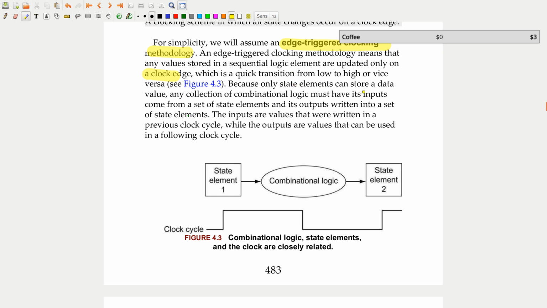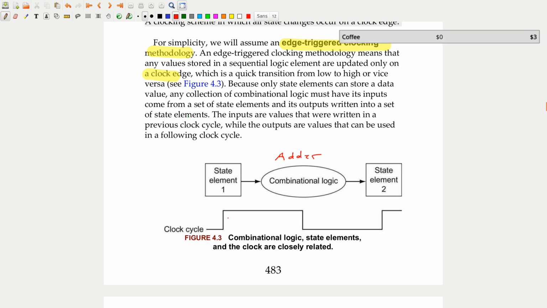Because only state elements can store a data value, any collection of combinational logic must have its inputs come from a set of state elements and its outputs written into a set of state elements. The inputs are values that were written in a previous clock cycle, while the outputs are values that can be used in the following clock cycle. So let's say that we have this state element 1 that's feeding this combinational circuit. For simplicity, we can just call this an adder.